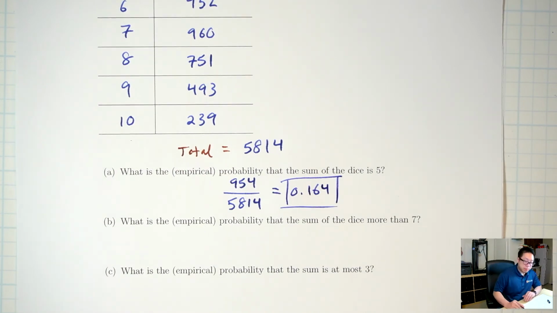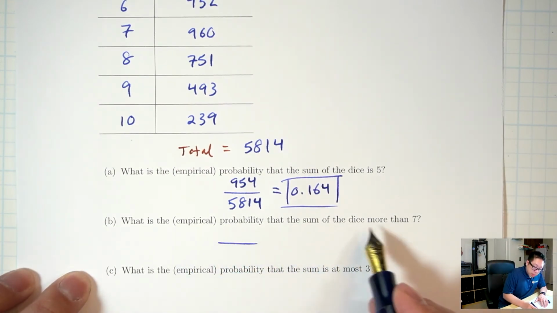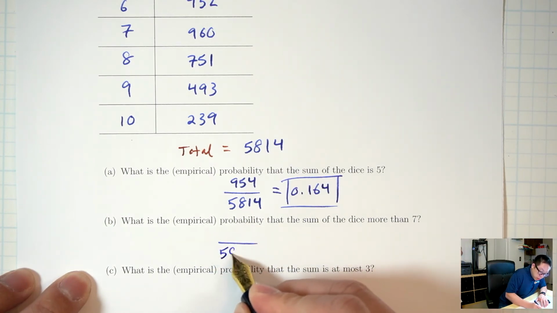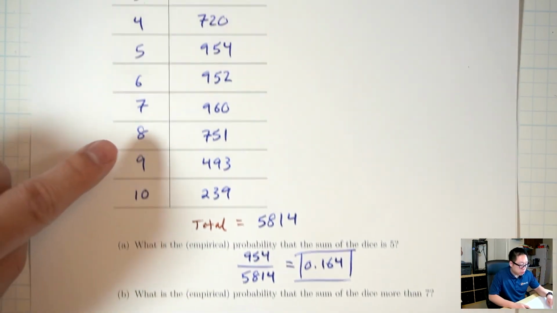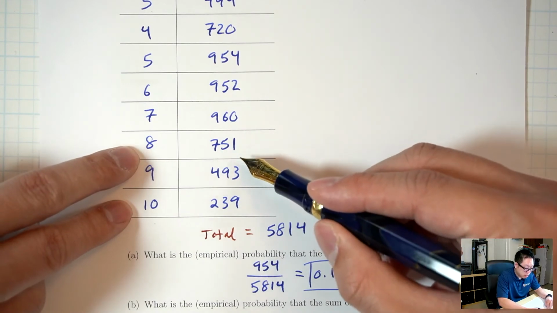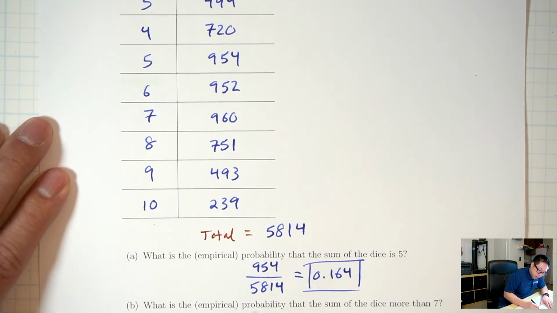Okay, part B. What's the probability that the sum of the dice is more than 7? So the bottom number is still going to be 5814, the number of times I did the experiment. More than 7 refers to 8, 9, and 10, right? So I'm going to add up 751, 493, and 239. Okay, and that's 1483.